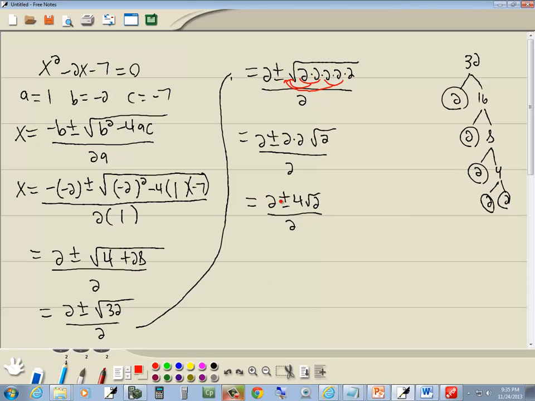This should be called the 3-number rule. If you can divide this number and this number by the same number, do so. Well, they're all divisible by 2. So 2 divided by 2 is 1, plus or minus 4 divided by 2 is 2, square root of 2, over 2 divided by 2 is 1, which then just gives us 1 plus or minus 2 square root of 2 for our answer.